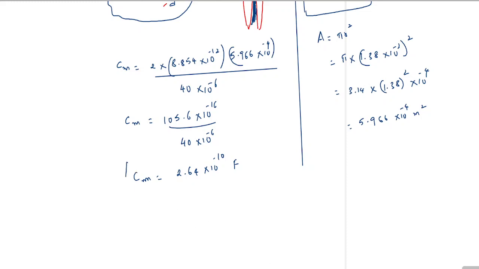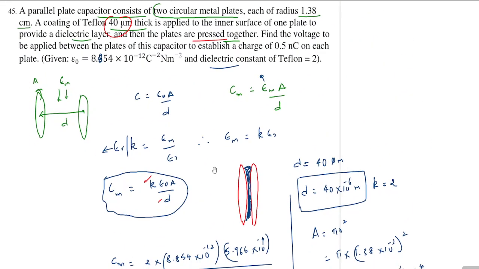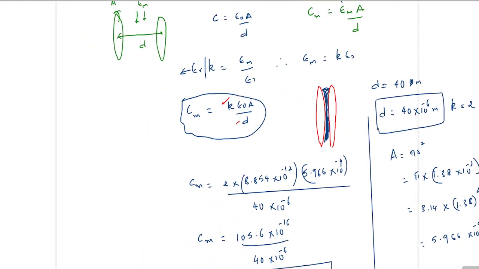So this is the value for capacitance in the medium, but it's not required here, because what we need is to find the voltage to be applied across the plate so that a charge of 0.5 nanocoulomb is established. For a capacitor, the relationship between charge and capacitance is given by Q is equal to C into V. In this case it becomes C for the medium into V.